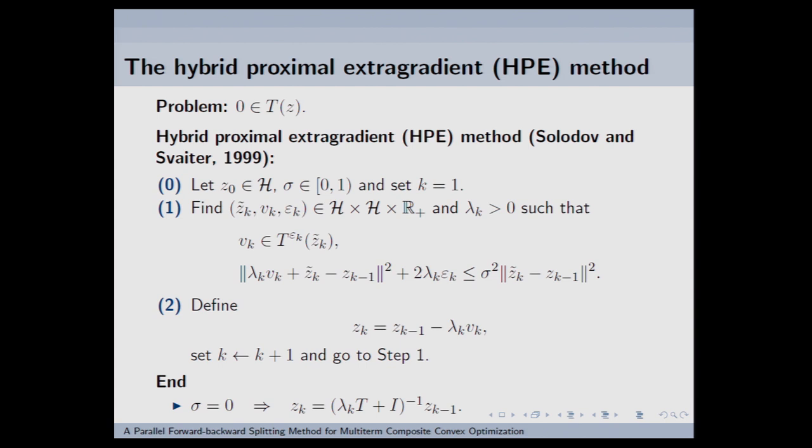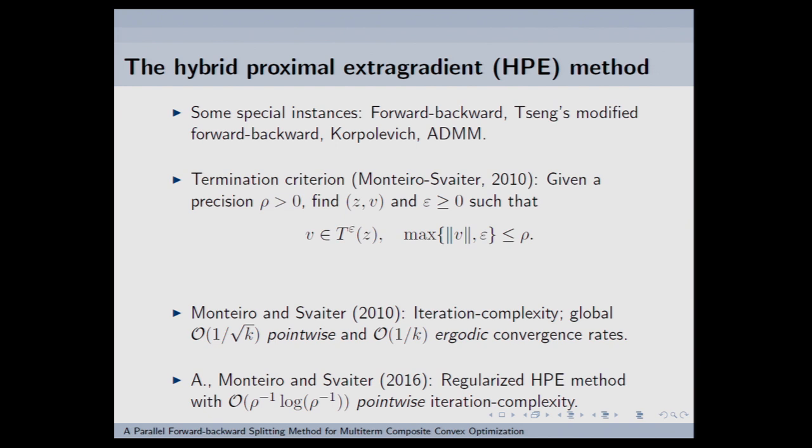Of course, this method was proposed by Solodov and Svaiter in 1999, and there are different variations using the projective idea and different relative errors, but this is the one we are going to use today. There are special instances like backward, Tseng, Korpelevich, ADMM, or some variant like a Euclidean variant, but the idea is HPE.